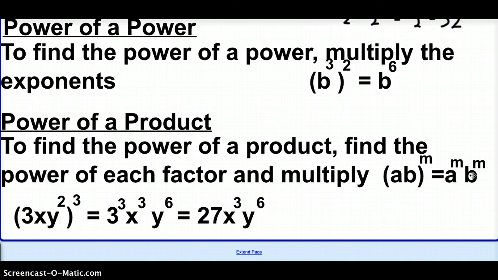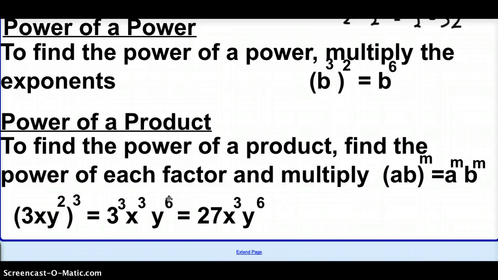So let's look at one that has some numbers and has some exponents inside too. So 3xy squared, and then that whole thing is raised to the third power. So we take 3 to the third power, we would take x to the third power, and we would take y to the sixth power. We basically multiplied exponents. 3 times 1 gave us 3 here, 3 times 1 gave us 3 here, and 3 times 2 gave us 6 here.